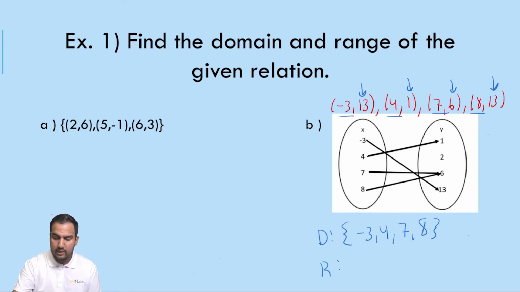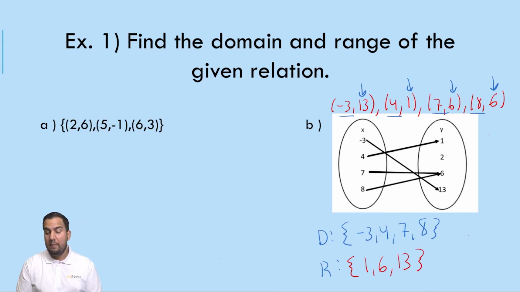I'm sorry, one mistake. This is not supposed to be 13. This one is supposed to be, what number is it? Hopefully you caught it. It's supposed to be just 6, right? Because 8 goes with 6. Luckily, I caught that. So when I do my range, these are going to be the numbers. It's going to be 1, but notice 6 appears twice. Do I put it twice? No, I put it one time. And then my last number is going to be 13. I'm going to close it, and that's it. So again, my mistake for having 8 go with 13, 8 actually went with 6.